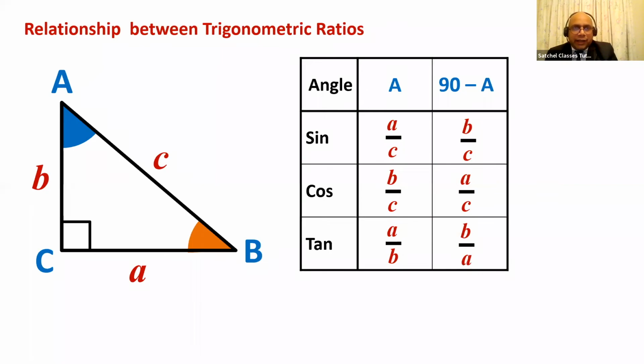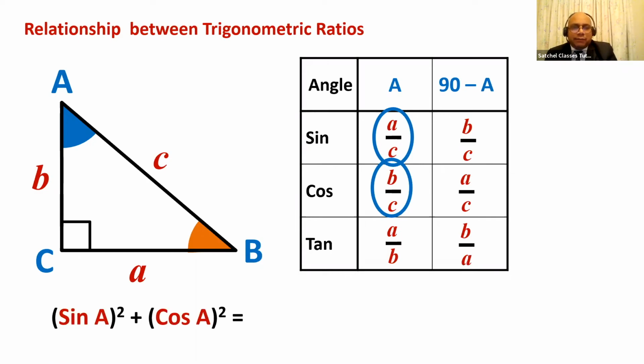And finally, the last of the relationships, which is also called the trigonometric identity. Let's look at the sine of angle A and cos of angle A, and let's square them and add them. So sine A the whole squared plus cos A the whole squared. What will you get? It will be the fraction A over C the whole squared, which is A squared over C squared, plus fraction B over C the whole squared, which is B squared over C squared. Now, because both the fractions have the same denominator C squared, we can add the numerators, leaving the denominator the same, right? A squared plus B squared over C squared.